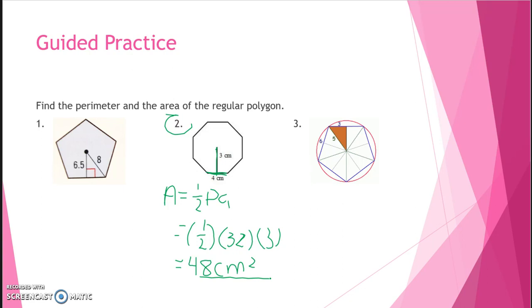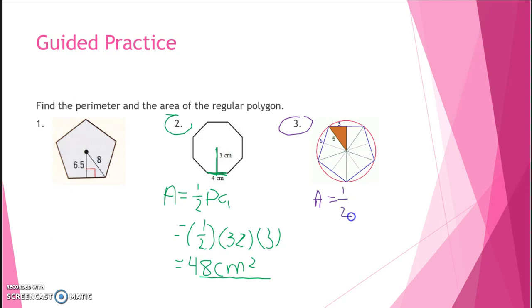So that's kind of the most basic type of problem that you will see. We're actually going to move on to number 3 next. And notice that this one, the regular polygon is inscribed inside of the circle. You might see it inscribed in the circle. You might not see it inside of the circle. Either way, it's the same exact formula.